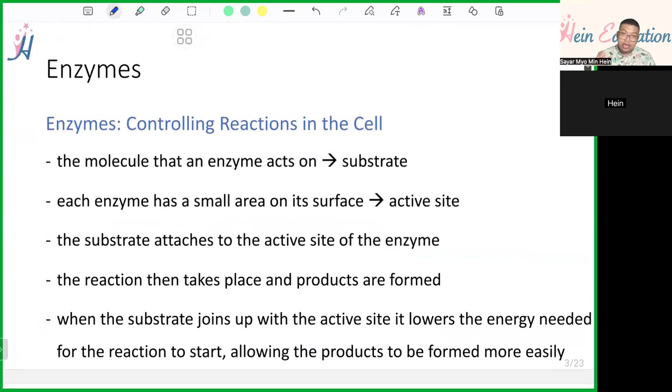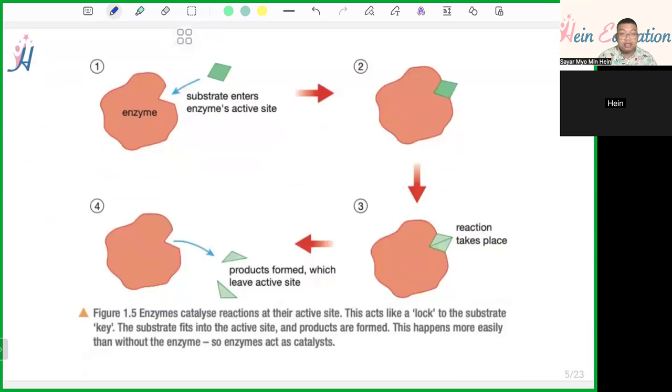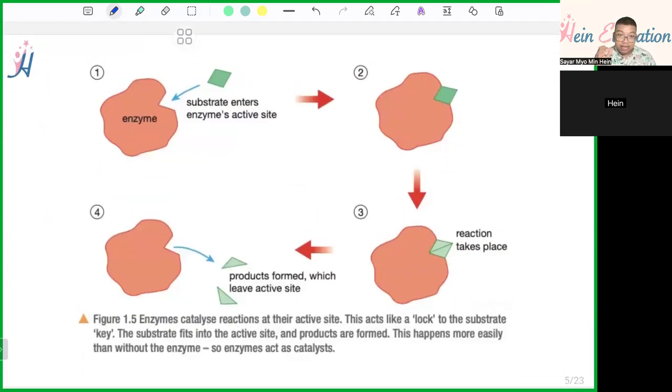For this, there is one important concept that we need to cover, which is the lock and key model. Before I go over this statement, let's get started with a very simple diagram. There will be an enzyme, and on the enzyme there is an active site. Why do we call this a lock and key? Because on your lock, there is a place where we can insert a key. That place is the active site, and the lock itself is the enzyme.